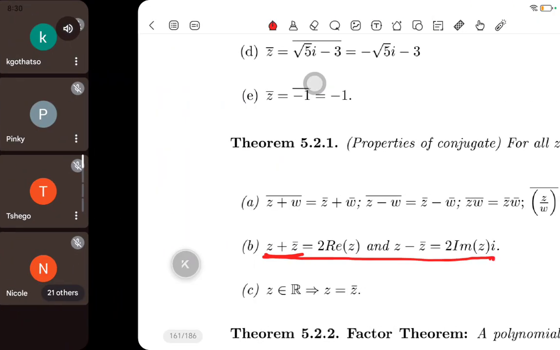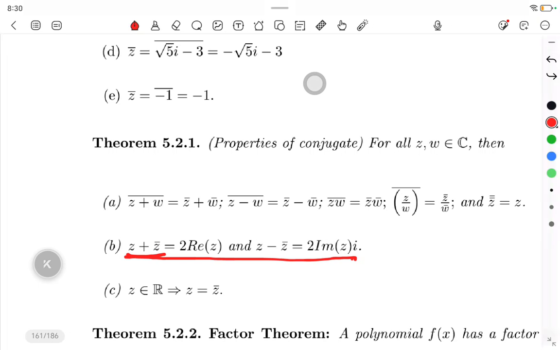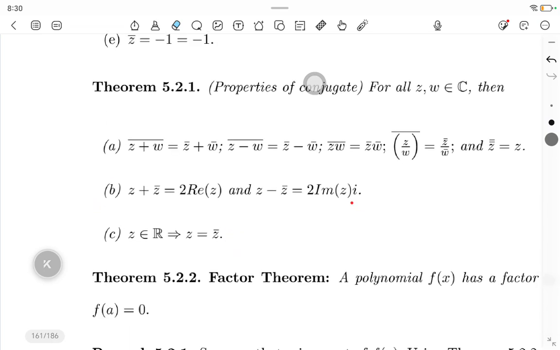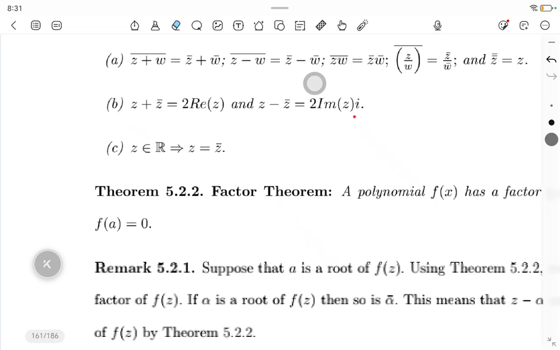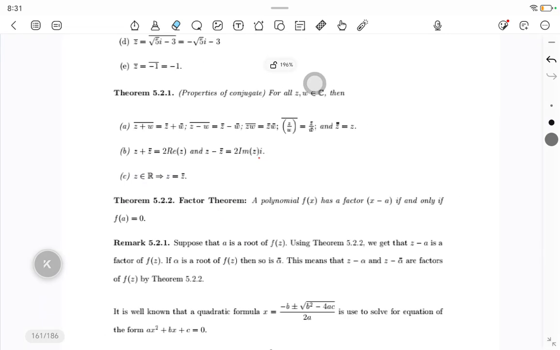Here, with C, they say that if Z is an element of the real numbers, then this implies that Z is equal to its conjugate. You see, right? Now, let's look at the theorem that we have. We have the factor theorem, which says that a polynomial f of x has a factor x minus a if and only if f of a is equal to 0.